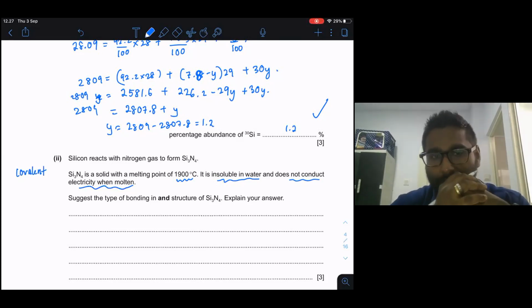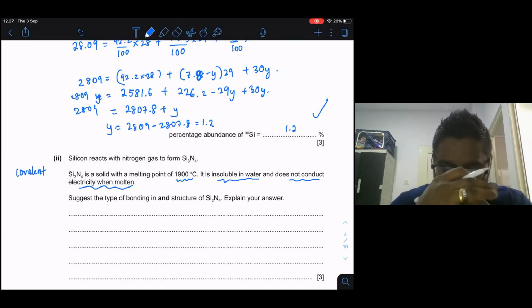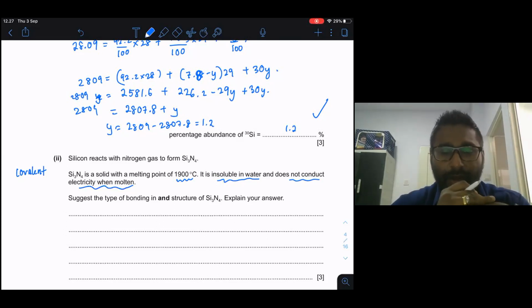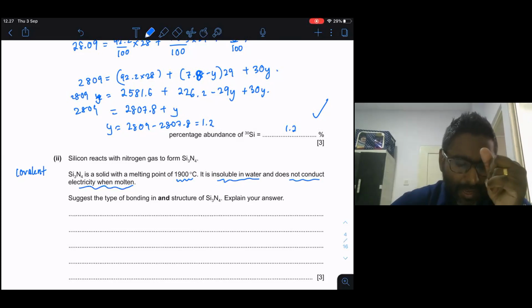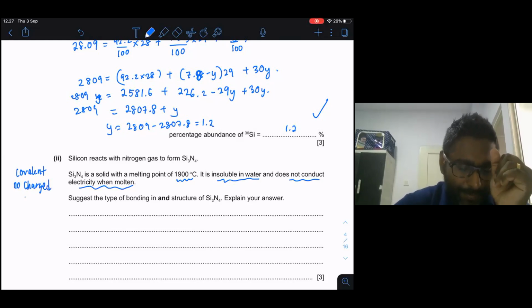If they conduct electricity when molten, then they might be either metal or ionic. So in this case, this is covalent. Insoluble in water: generally covalent molecules are not soluble in water. The reason is that they don't have any charge, they cannot form any charged ion.